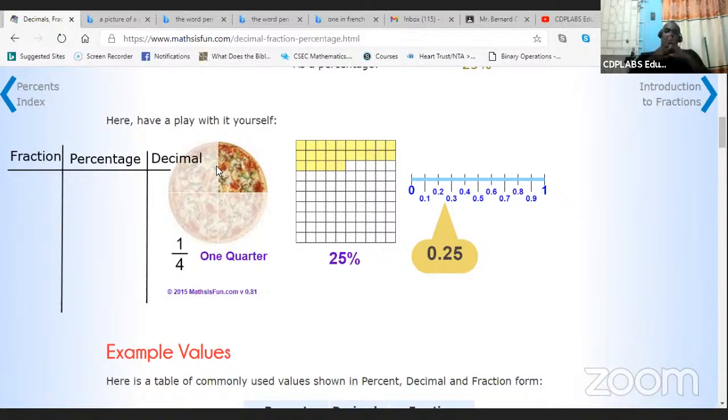Write a quarter in the fractions column, 25% in the percentage column, and 0.25 in the decimal column. Remember, the aim is to find out how you can convert from a quarter to 25%, and from 25% to 0.25. Use a calculator to figure it out. What do we do to the quarter to get the 25%? What do we do to the 25% to get the 0.25? Try to figure it out.